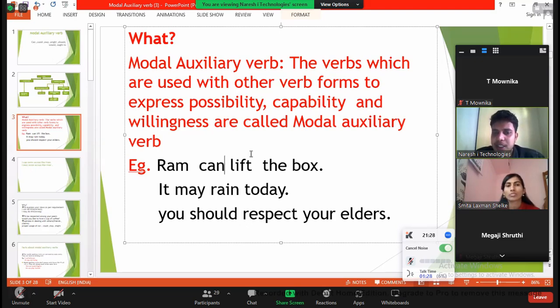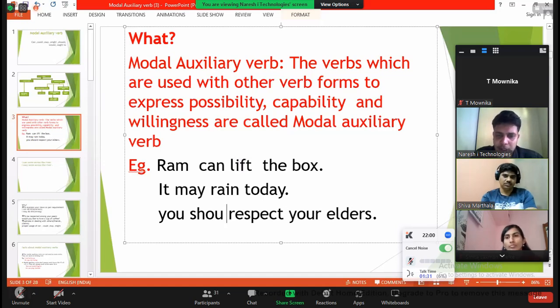So what we understand is that can or may or should, these are used with the other verbs. We can't use them individually. In case you try to use them individually, as we have seen, we don't get any meaning. So we have to understand that modal auxiliary verbs are the verbs which are used with the other verbs in order to express the possibility or willingness or desire or whatever the things which we can't express with the help of tense. I hope you're getting the point, everyone.